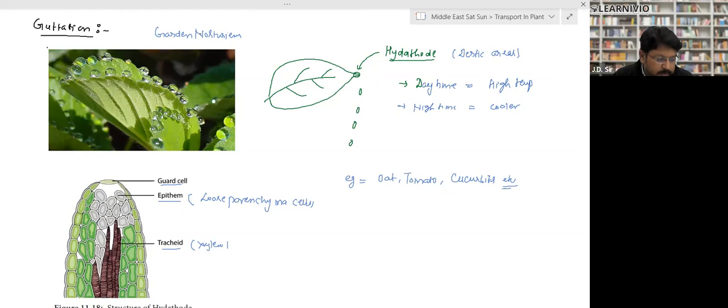Next point. Guttation takes place through a special kind of pores called hydathodes.